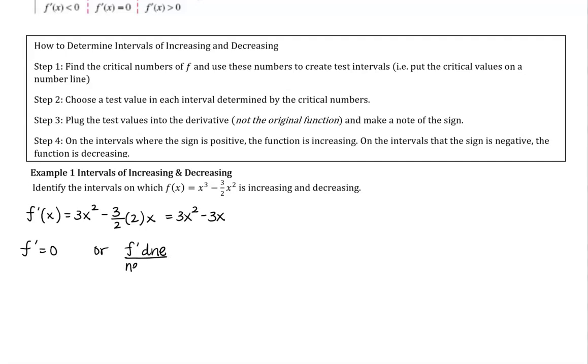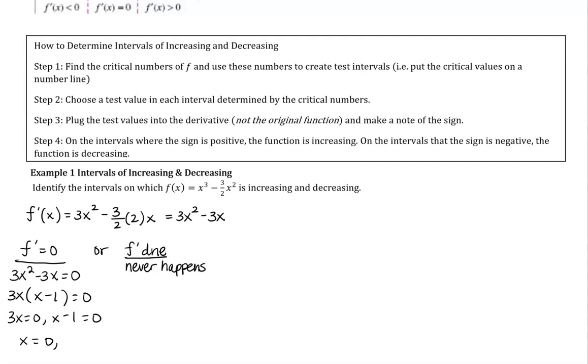In this case, our derivative is a polynomial, and so it never happens that this derivative does not exist. But we can find places where it is equal to 0. I'll take f prime, set it equal to 0. I'll factor out the GCF, and then I'll set both of my factors equal to 0. This gives us two critical values of 0 and positive 1.